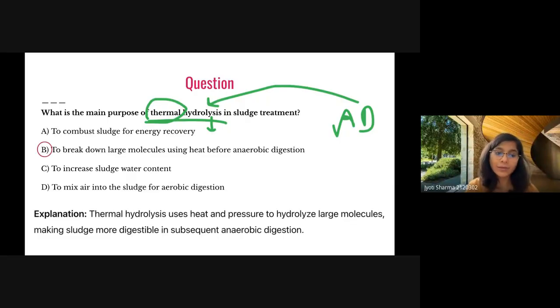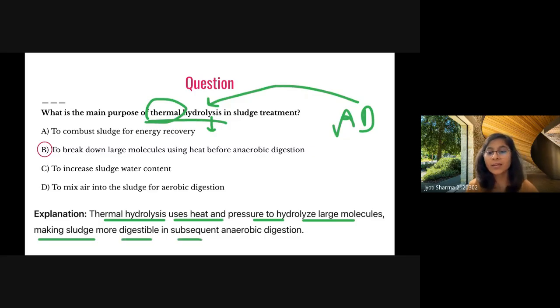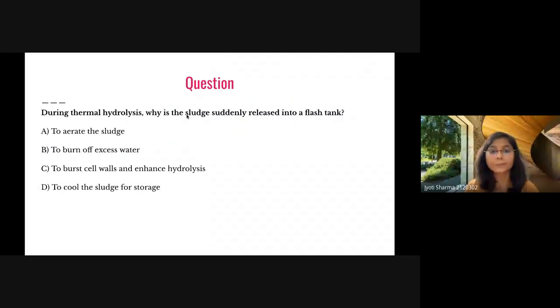And here I have also given you the explanation. The thermal hydrolysis uses heat and pressure to hydrolyze large molecules, making sludge more digestible in subsequent anaerobic digestion. So it is making favorable conditions for anaerobic digestion. Before anaerobic digestion, we need to follow one step, thermal hydrolysis, if the organic material is a very complex compound. So that's how B is the right one.